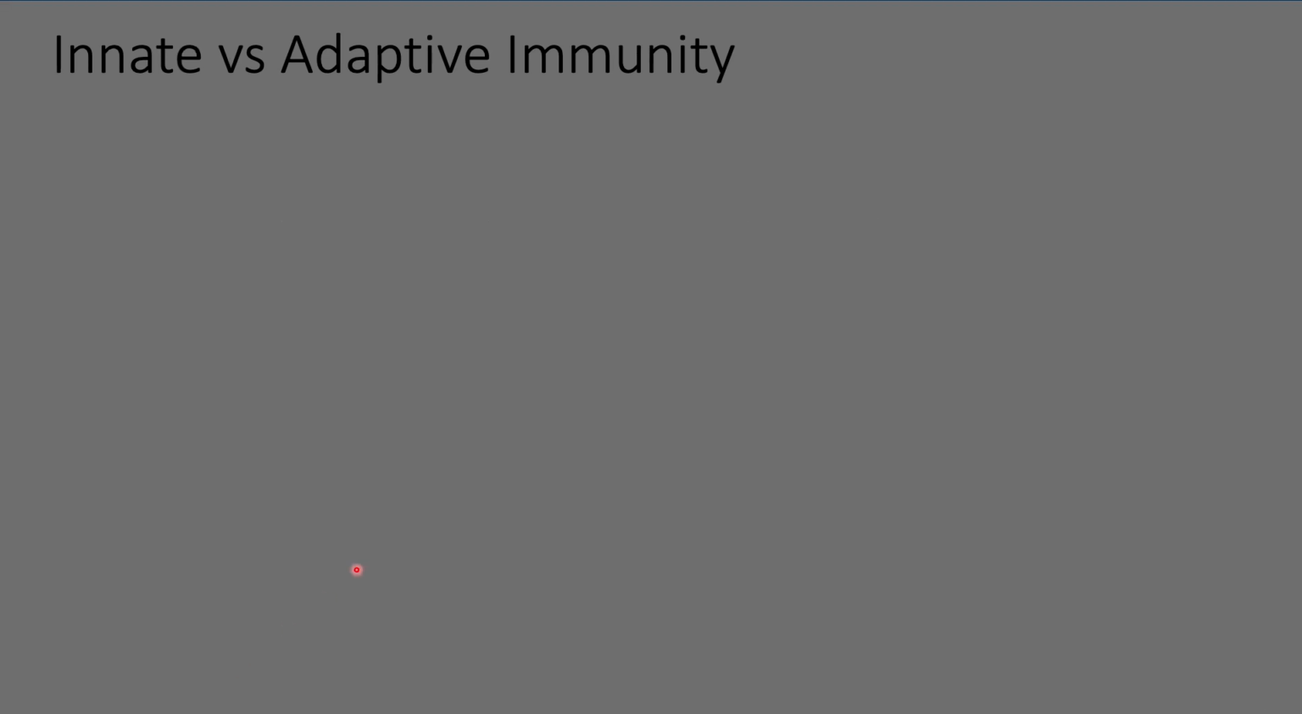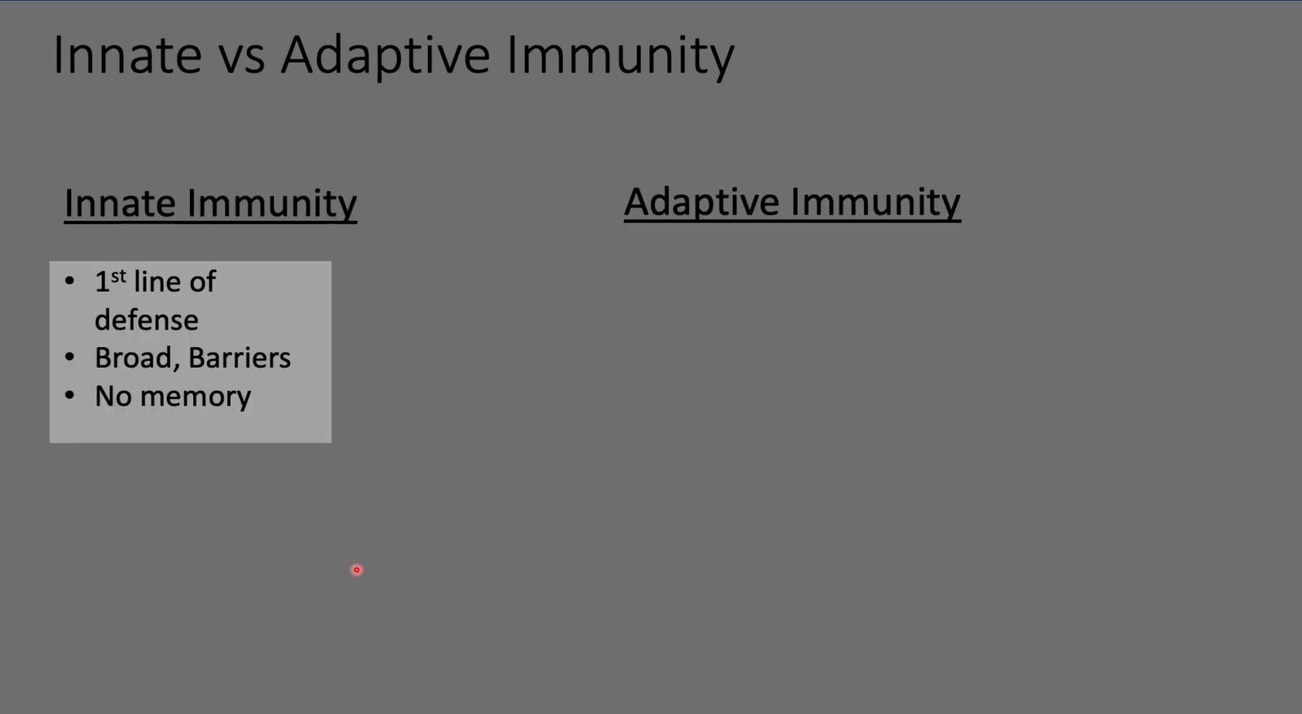So just a little recap and a couple of little details about innate versus adaptive immunity. We obviously said that innate immunity is our very first line of defense. It is therefore very broad. And it also includes barriers. These could be physical barriers or chemical barriers. An example of this is our skin. Our skin is the outermost barrier that is part of the innate immune system.